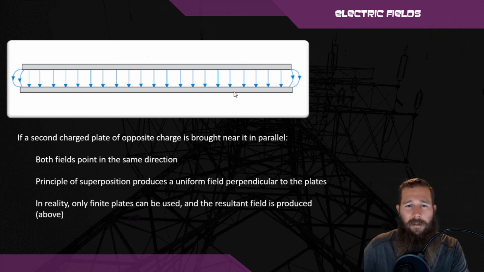Think about that positive test charge. We can see that both fields point in the same direction. This produces a uniform field. The word uniform is a physics term, meaning evenly distributed.